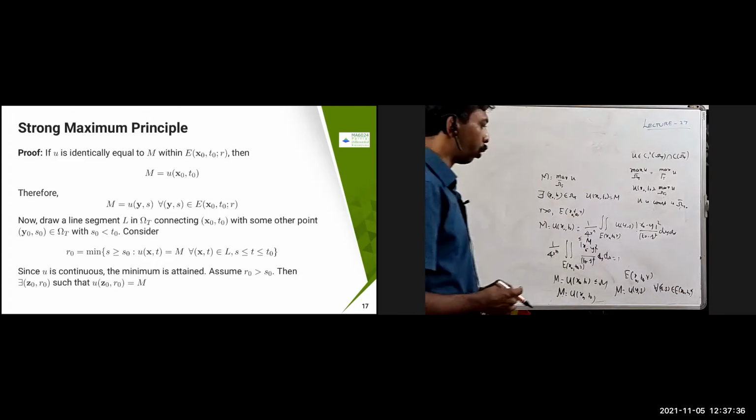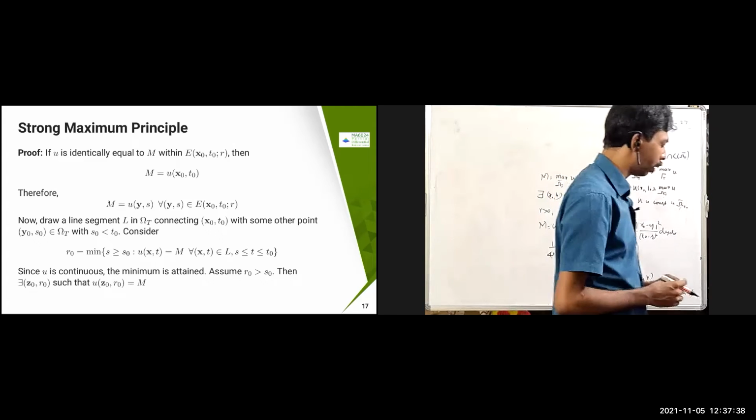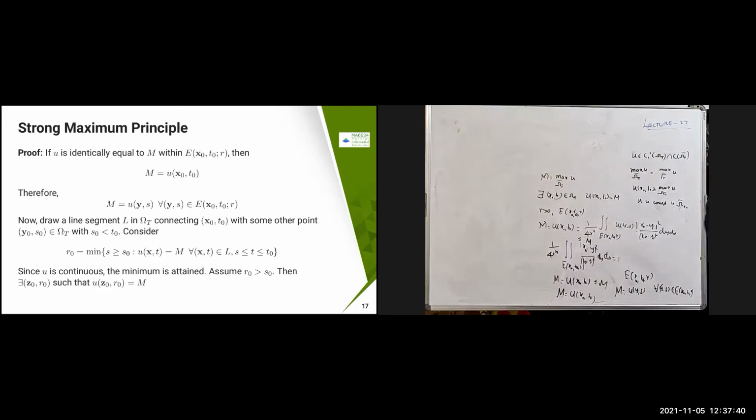Now next what I am going to do is draw a line segment which is going to connect points in omega t, connecting (x0, t0) and some point in that domain. Some point I am going to take. So let me draw the curve. One sec.